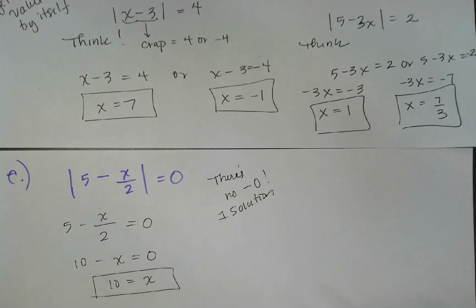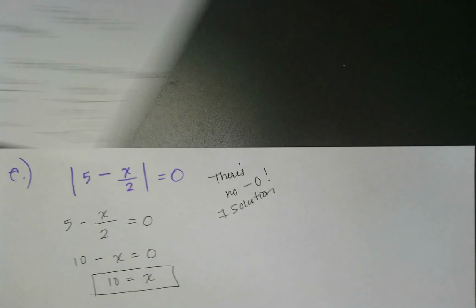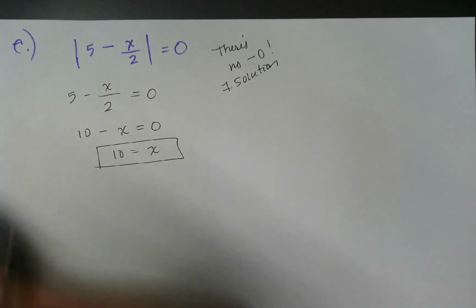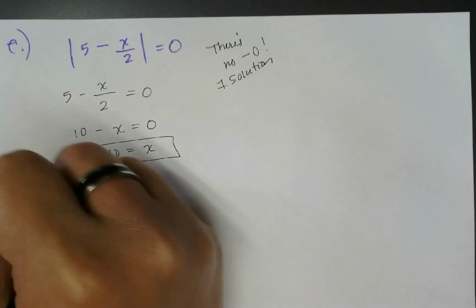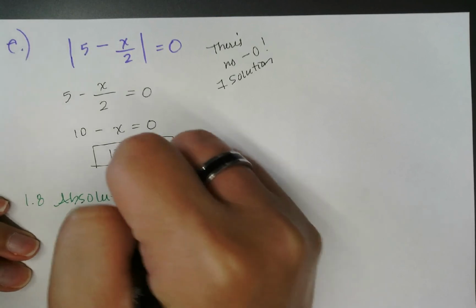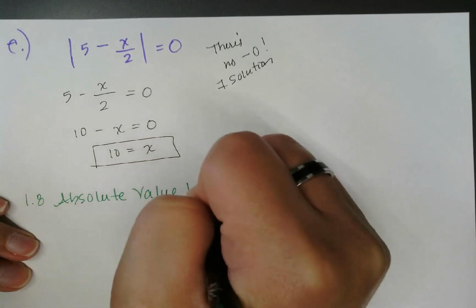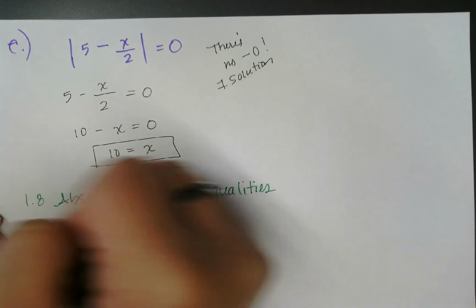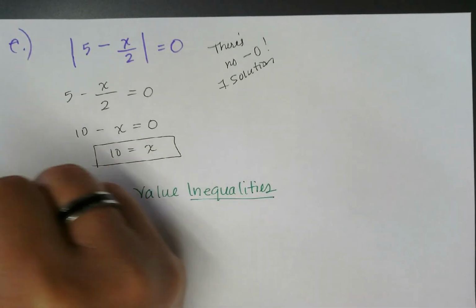Now we are going to start 1.8. Absolute value inequalities. Okay. 1.8 is actually all inequalities, and then right now we're going to do absolute value inequalities. Okay, so we'll finish the rest of 1.8 tomorrow.